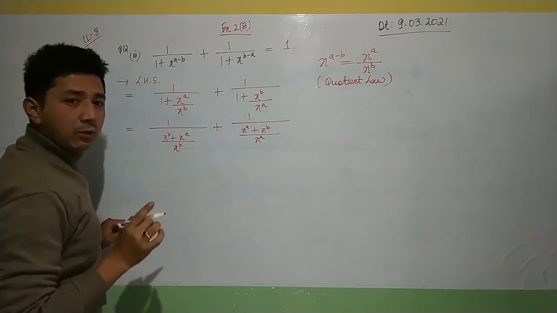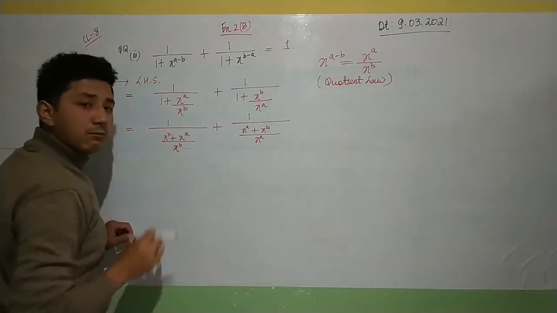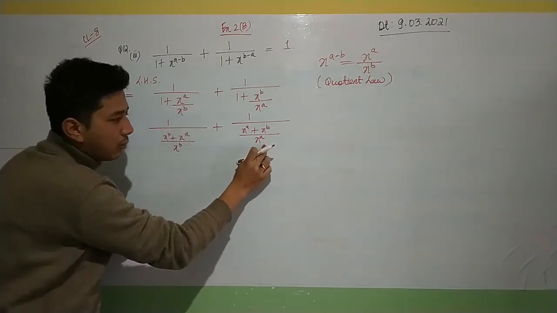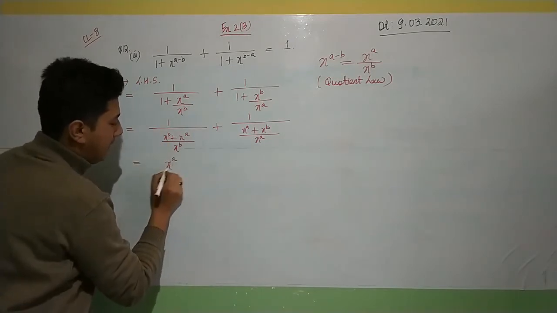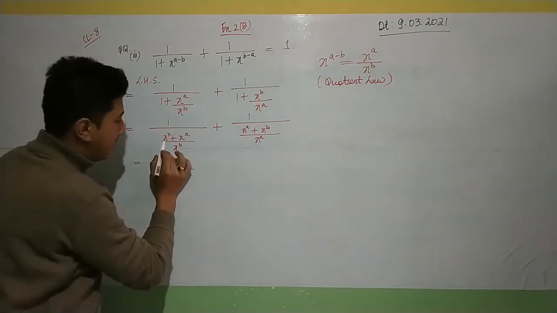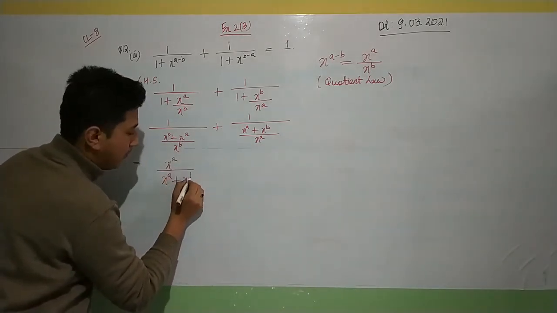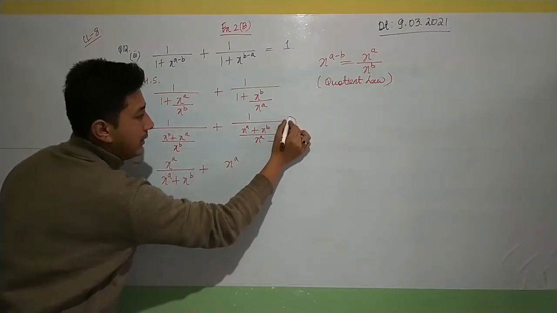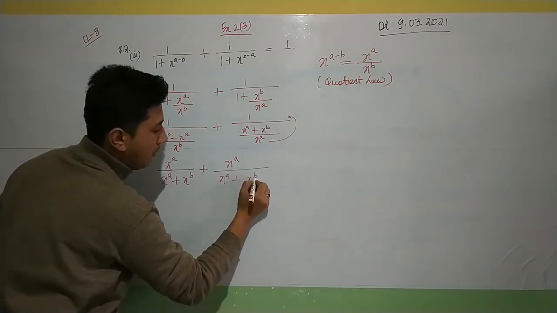Alright, now we know whenever I am dividing a fraction by a fraction, it becomes the reciprocal. This denominator goes in the numerator and this also goes in the numerator. So hence we get back x to the power a divided by x to the power b plus x to the power a. I can write it as x to the power a plus x to the power b, plus similarly, this is x to the power a, it goes up in the numerator, divided by x to the power a plus x to the power b.